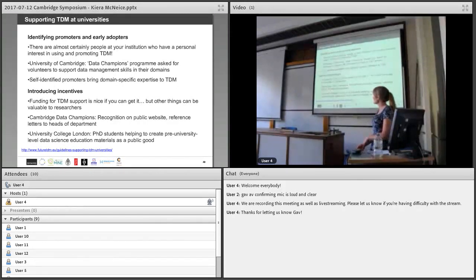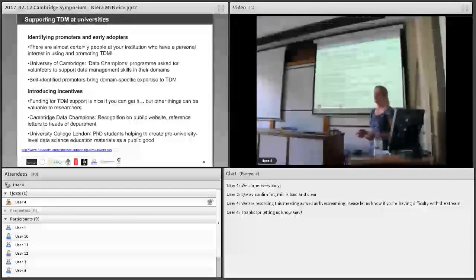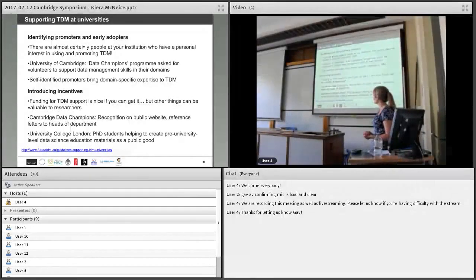In terms of incentives for supporting text and data mining, of course, funding is a great incentive, but if this isn't available, funding is not the only thing that motivates researchers. I know that a lot of us care about things like recognition, whether that be on a university website or within our own departments or in a broader sense. So offering researchers recognition for helping out and being involved in text and data mining is a fantastic way to promote it within your institution.